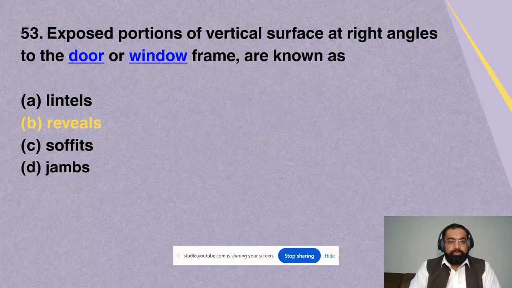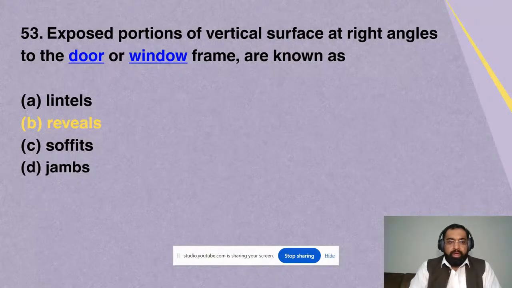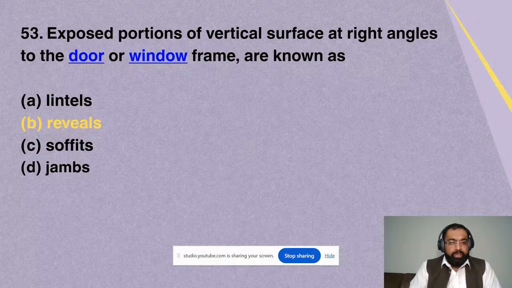Question 53, exposed portion of a vertical surface at right angle to the door or window frame are known as. So what are the exposed portions of vertical surfaces at right angle to the door or window frame? Option A is lintels, B reveals, C soffits, D jambs. So these are reveals. Option B is correct for this question.